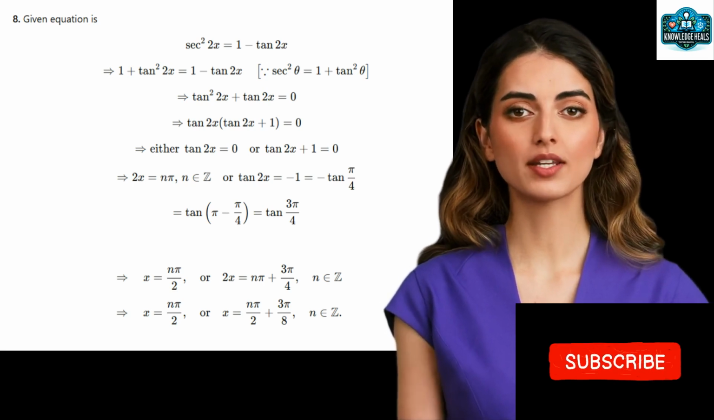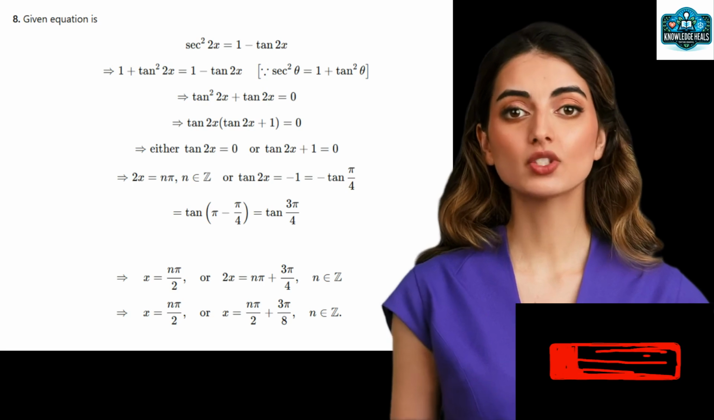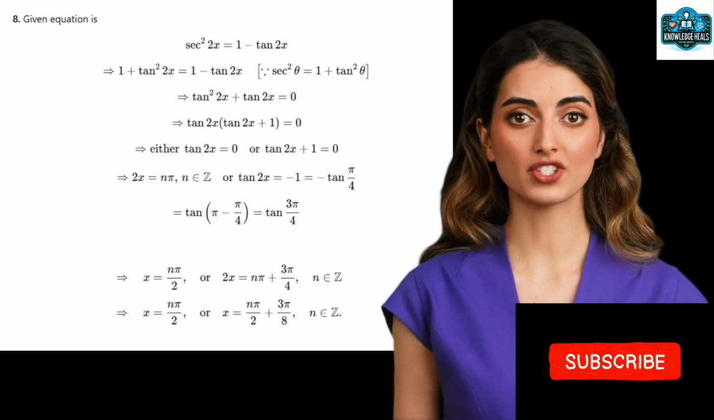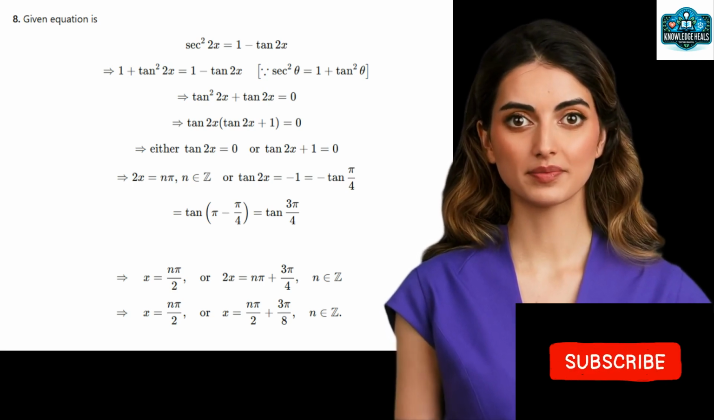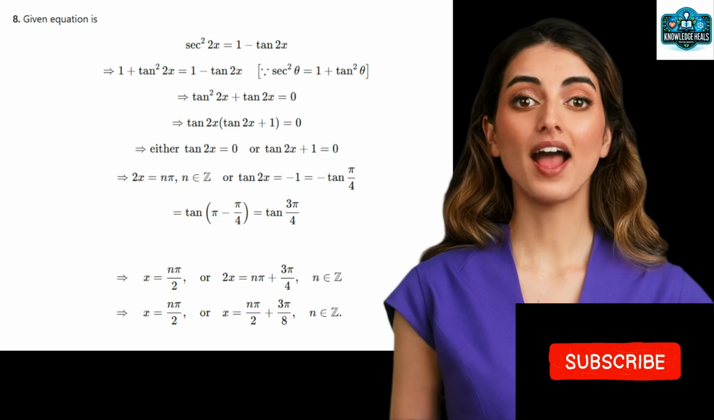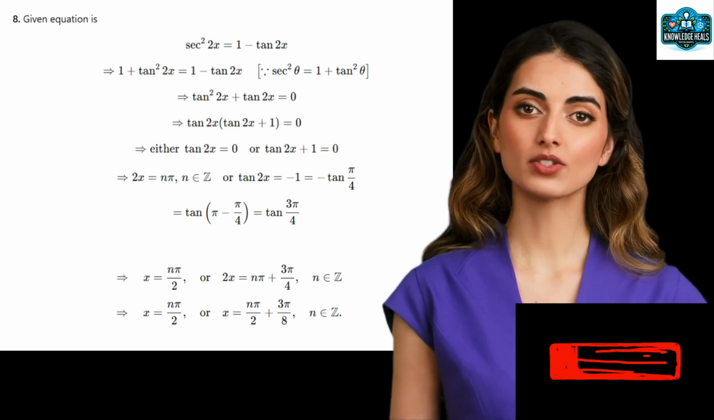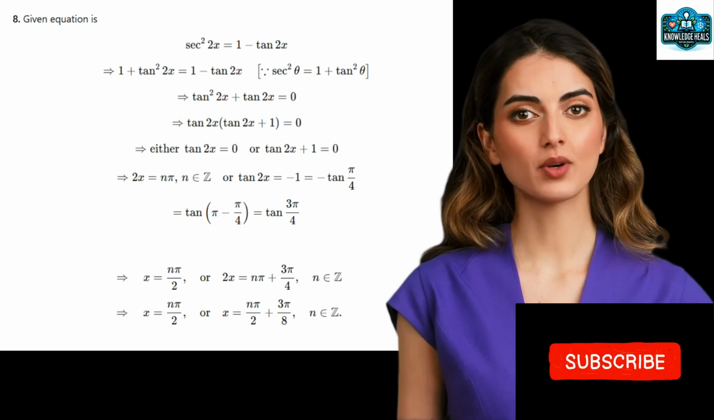tan 2x equal to minus 1, which is equal to minus tan pi by 4. That is equal to tan of (pi minus pi by 4), which is equal to tan 3 pi by 4. As we simplify more, we get our general solutions. They are x equal to n pi by 2, or x equal to n pi by 2 plus 3 pi by 8, where n belongs to Z.